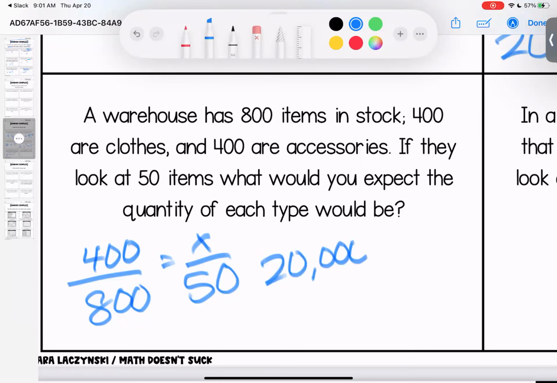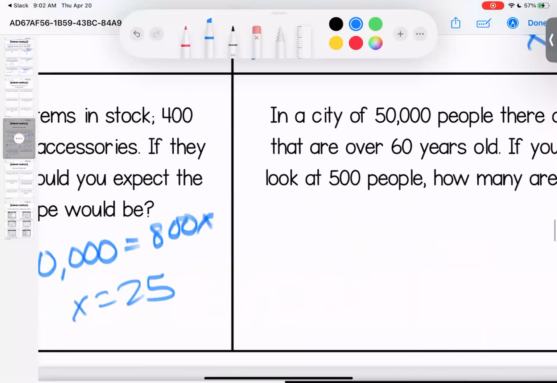Cross multiply: 20,000 equals 800x. Divide your 20,000 by 800. We get that x is equal to 25.